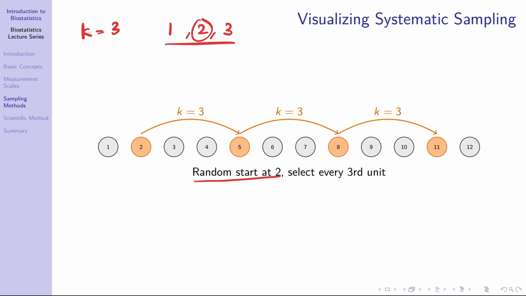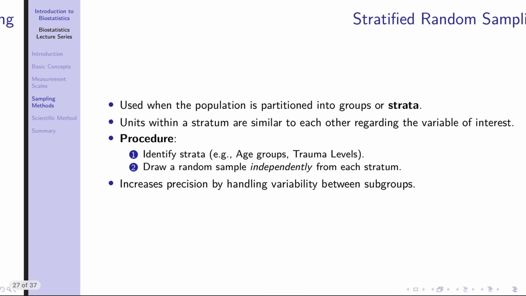Then the next sample is found by adding 3 to the selected number, which gives us 5. Then I add 3 again, which gives me the next number, 8. Again I add 3, which gives me 11, and so on until the desired sample size is reached. So this is how we can visualize systematic sampling.